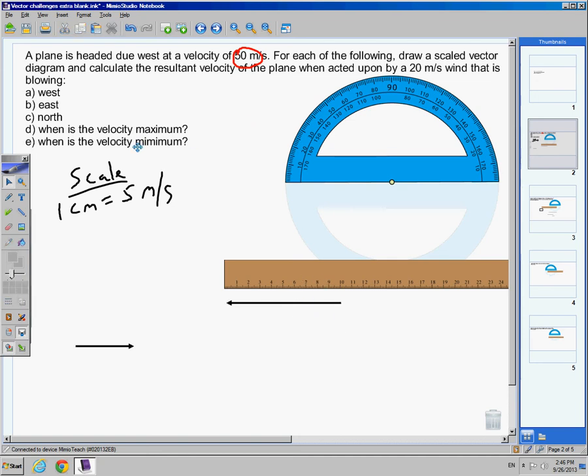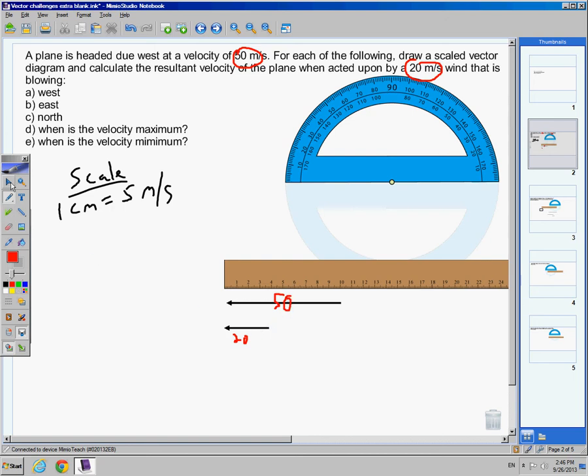And then my next one says I want it to be 20 meters per second. So I'm going to take the other vector, and that should be 4 centimeters. So let's see if we could shrink that down a little bit. Is that good? That's close enough. And this one happens to be going west as well, so I have to change that, remeasure that. I have 4 centimeters, which is 20 meters per second. Let me write this down here. This is my 20. This is my 50.